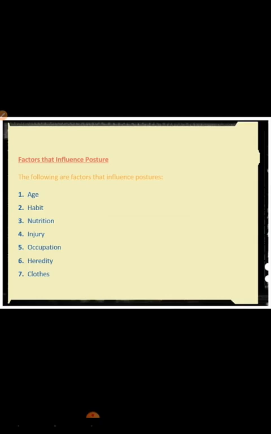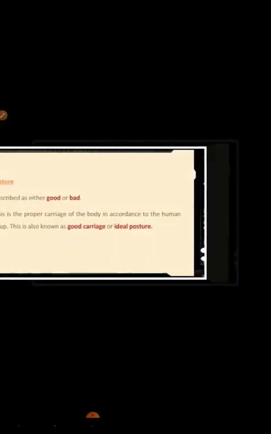The next one is heredity, that is inherited hunchback or weak back. There are some people that inherit this hunchback from their parents. So this also influences the posture of an individual. And the last one is clothes. Any form of dresses, trousers, knickers, shorts, shirts, or blouses which restrict movement of the limbs, trunk, or head affect good posture. That is, when you are putting on clothes that restrict movement in any part of the body, it can also influence your posture.